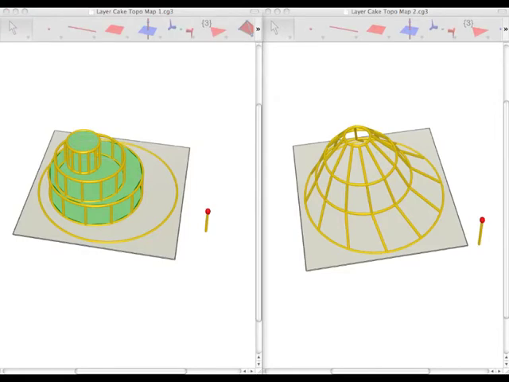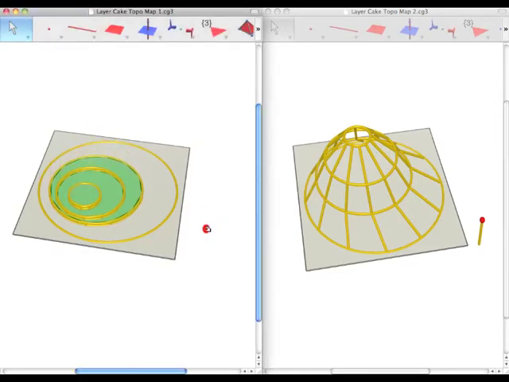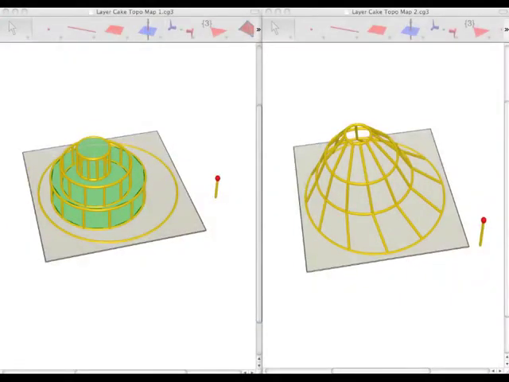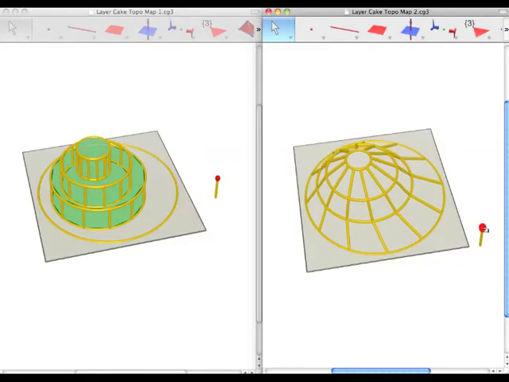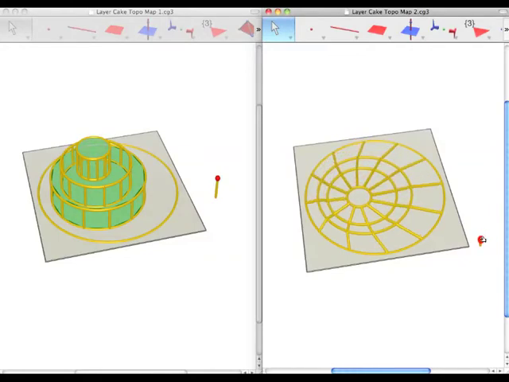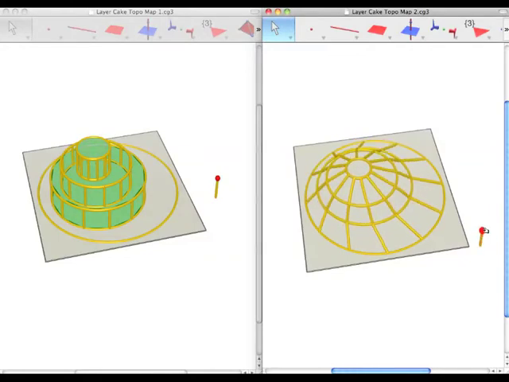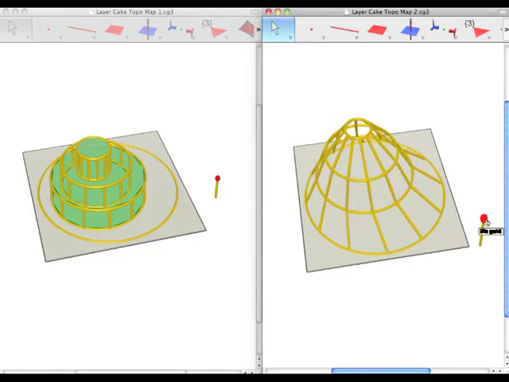Or, we can flatten the cake, so that the outlines of the topographic map can be seen. Now, we can move the layer cake view back to see how it is similar to the wire grid figure on the right. Then, we can flatten the figure on the right to see the outlines of a topographic map.